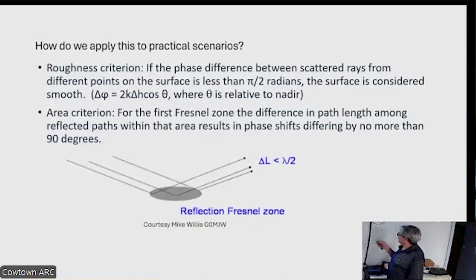And so in this particular case, we look at these different rays that are coming from a particular surface associated with the wave, and we say, okay, well, as long as they're less than π/2 radians out of phase, no more than 90 degrees out of phase, then we're going to say, okay, well, that's smooth enough. We can apply this idea of Snell's law.